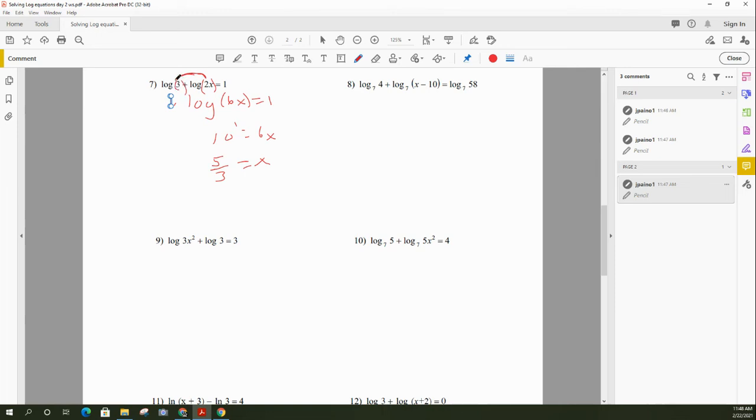Now on this one, you could have gotten away with not doing that, because you could have just subtracted 1. You could have done 1 minus log 3, because log 3 is just a number. So you could have converted that to a decimal first.